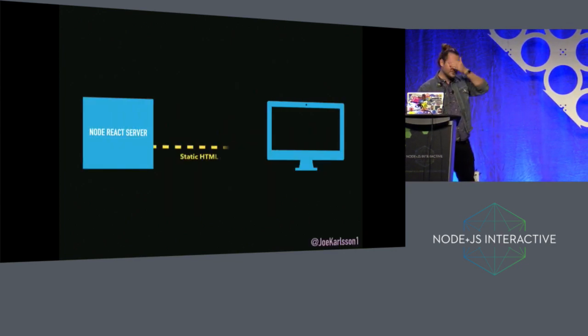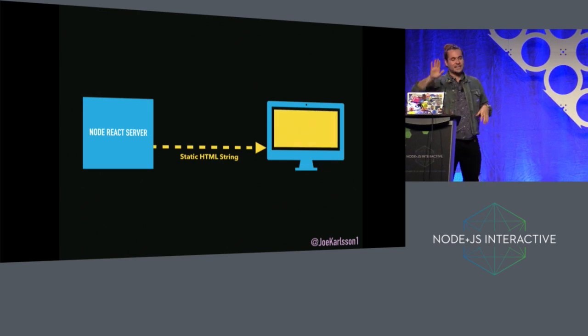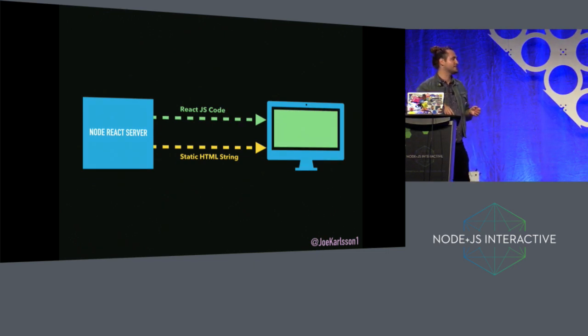Here, the server sends over the initial static HTML string. And then it'll send the JavaScript and CSS code that's needed to fill in the blanks after the fact. And it'll repaint over your initial static HTML string.